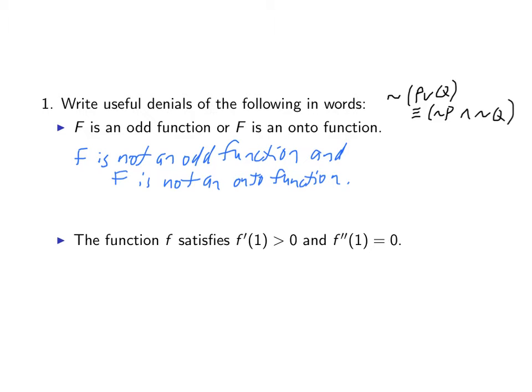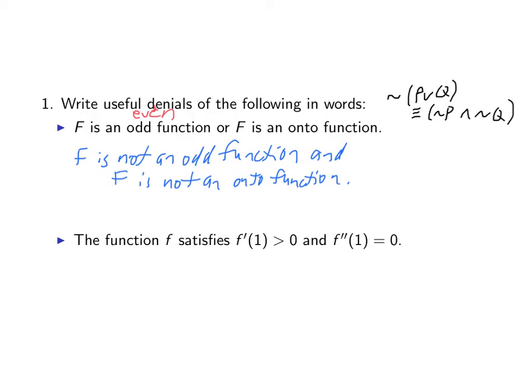Now, a common mistake that people made is they said here that F is an even function is a denial of F being an odd function. And in fact, that's not true. There are many functions that are neither even nor odd. For instance, f of x equals x plus 1 is neither an even function nor an odd function. So even function is not a proper denial of odd function.